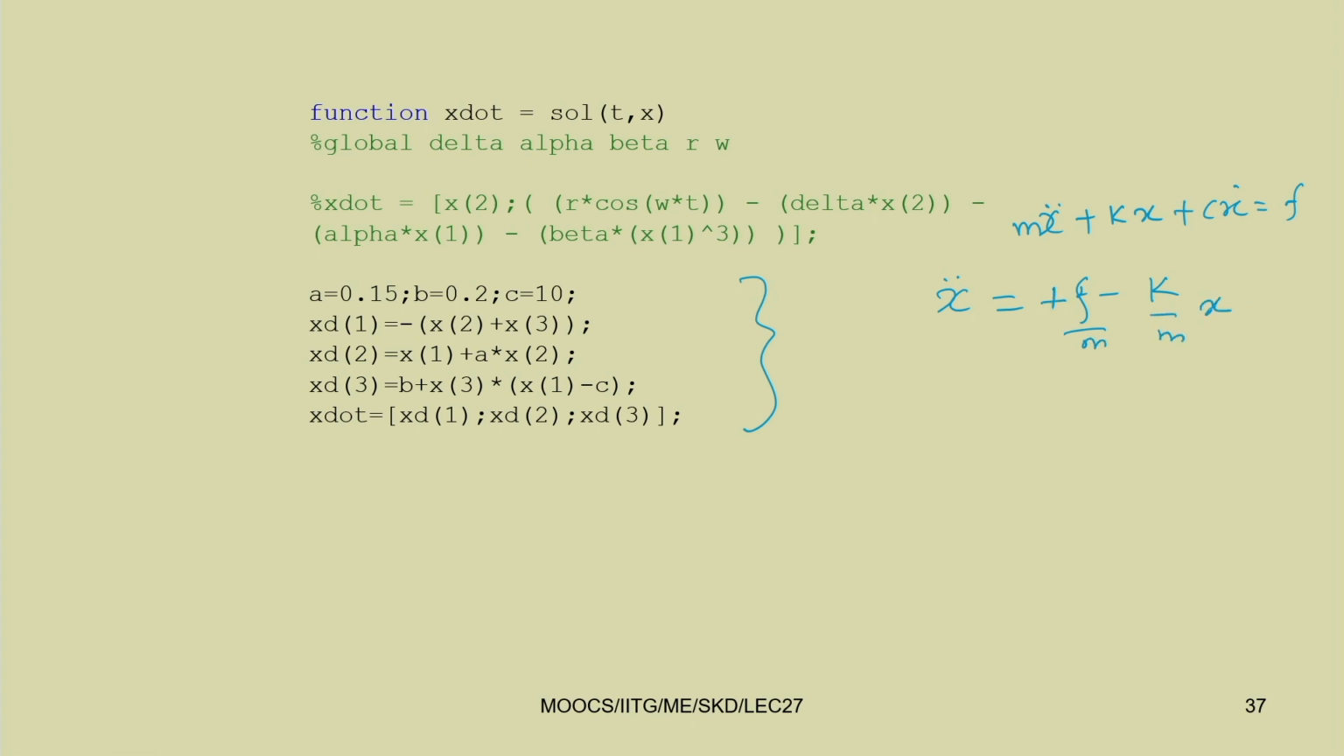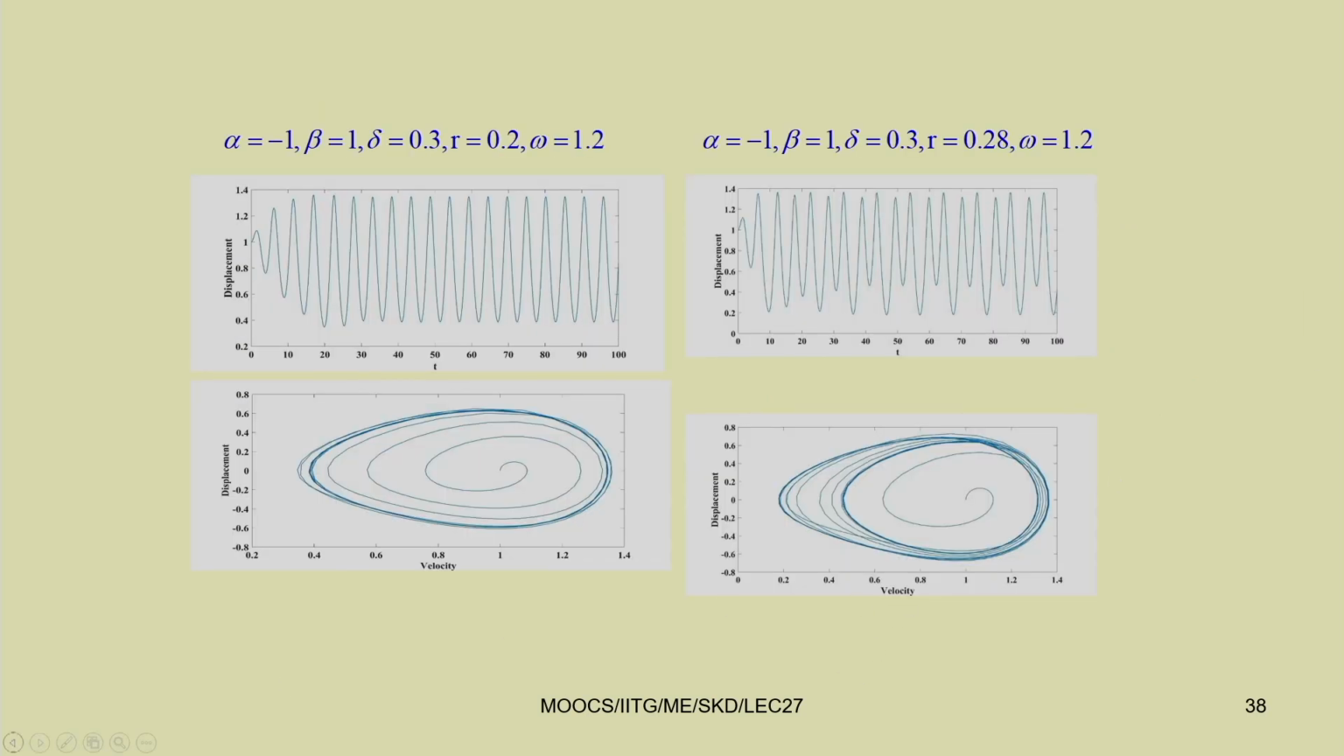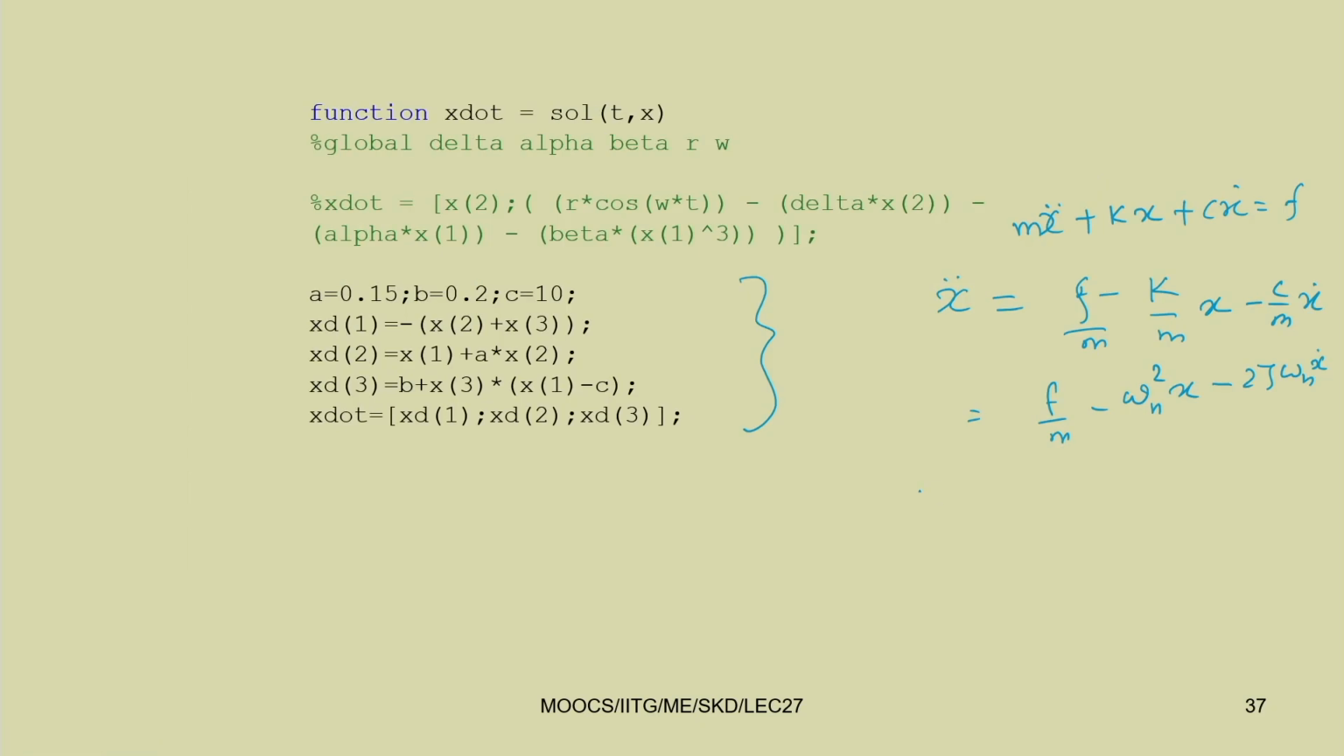Then minus c by m x dot. You can write this as f by m. This k by m is nothing but omega n square x, and c by m is 2 zeta omega n x dot also. By taking x equal to, for example, y1 and x dot equal to y2, dy1 will be equal to x dot, and dy2 will be equal to x double dot.